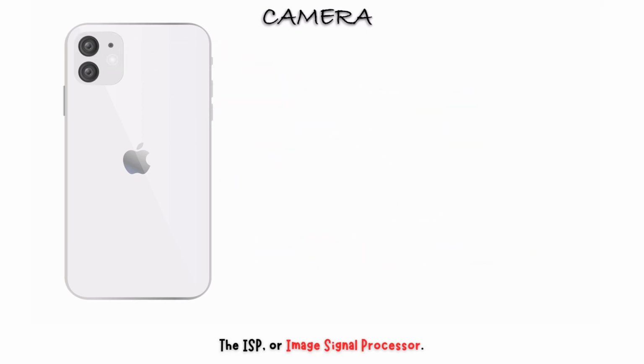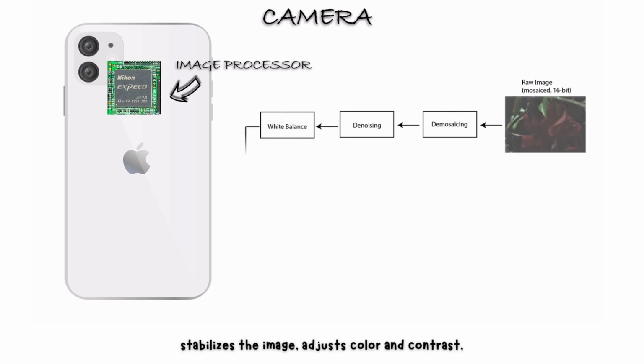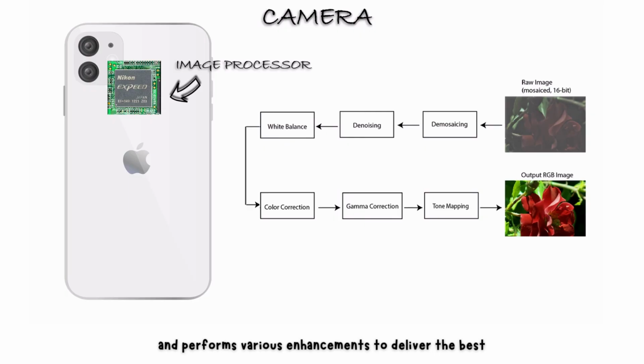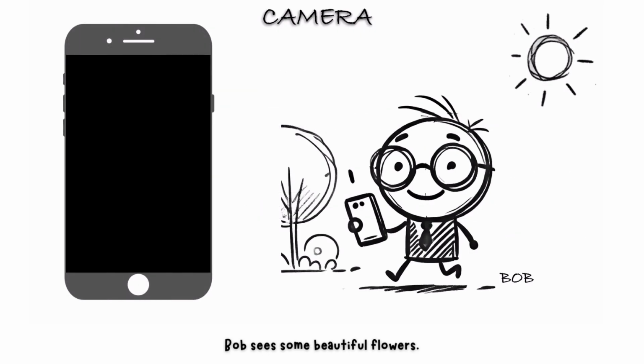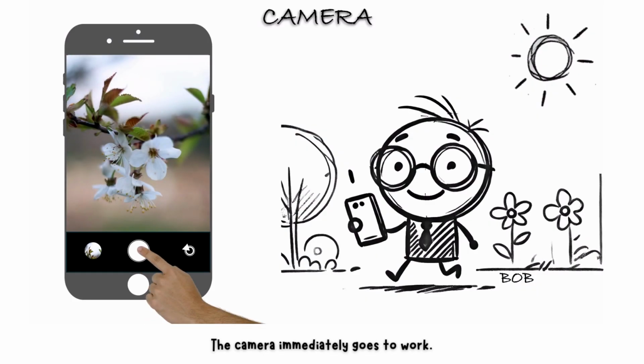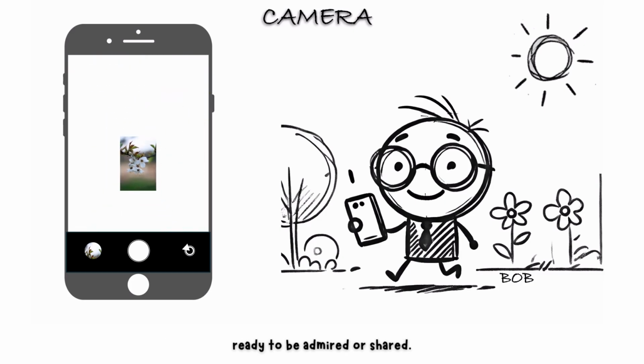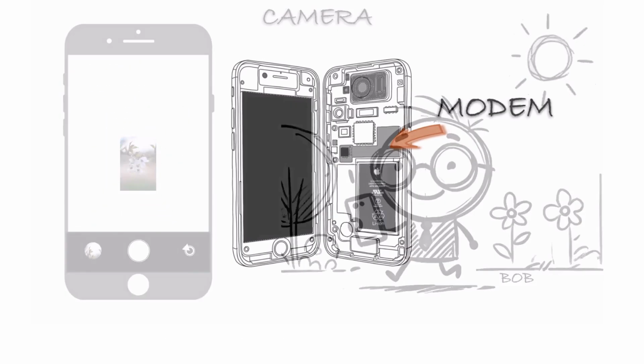The ISP, or image signal processor. This can be considered a true optimizer. It reduces noise, stabilizes the image, adjusts color and contrast, and performs various enhancements to deliver the best possible final photo. Bob sees some beautiful flowers. He gets closer, selects the right camera, and presses the shutter button. The camera immediately goes to work. The light reflected from the flowers is focused, transformed into electrical signals, and processed. Now, a stunning image is saved in the smartphone's storage, ready to be admired or shared.